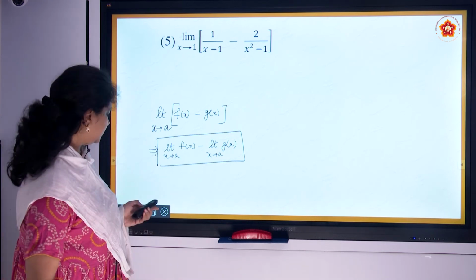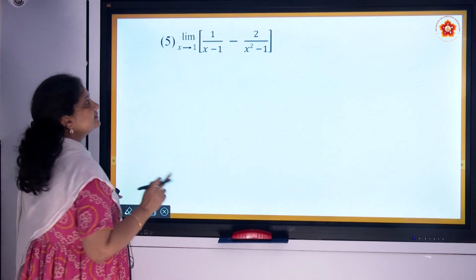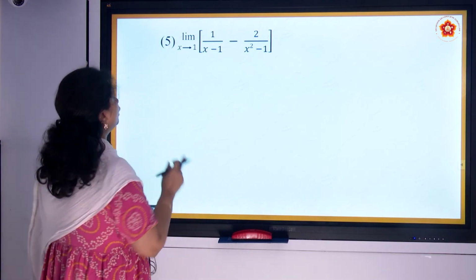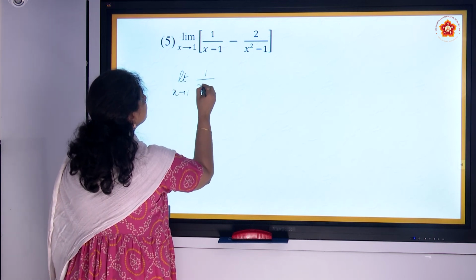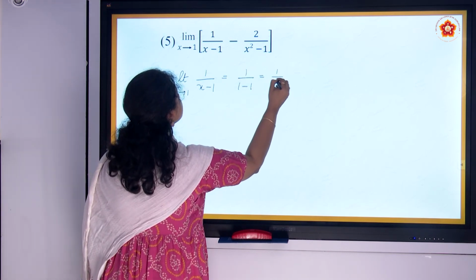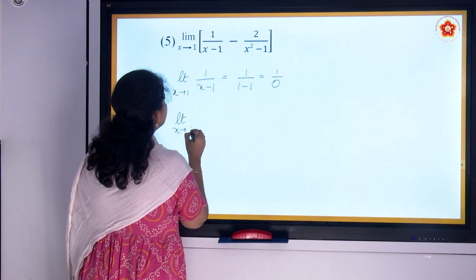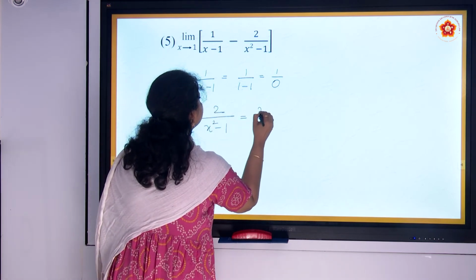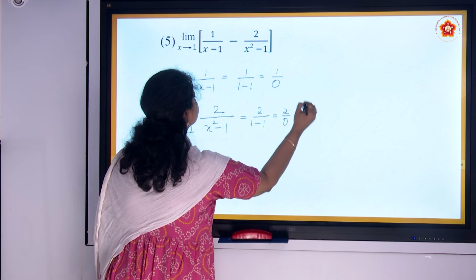So here, what are we going to do? I'm going to split this and see if I'm able to apply the limit. But one problem I have, if I split and do, let's do it and then we'll see what happens. When I substitute 1 here, it becomes 1 by 0. That's infinity. And if I substitute 1 in the next one also, I end up getting 2 by 0. That's also infinity.